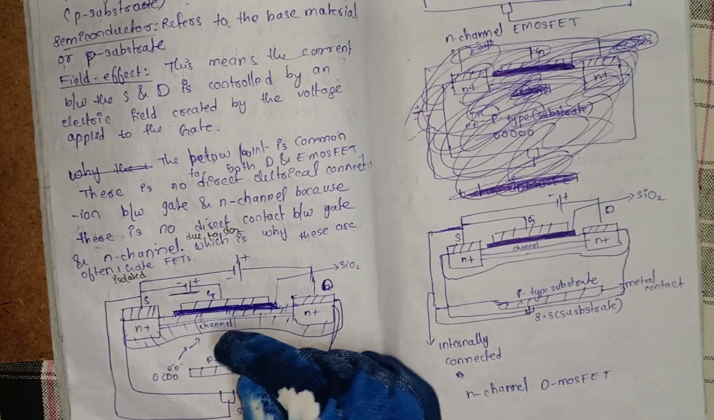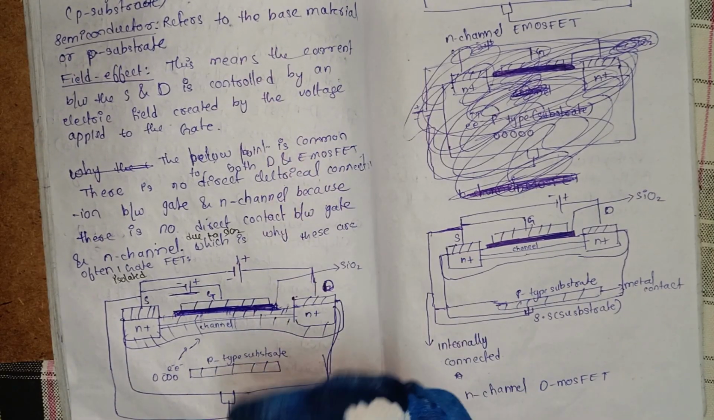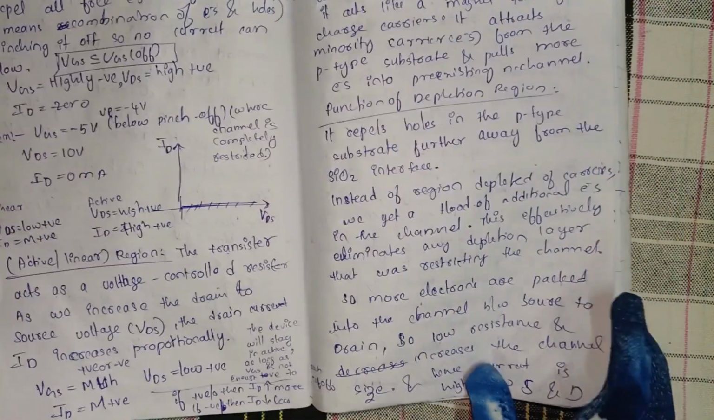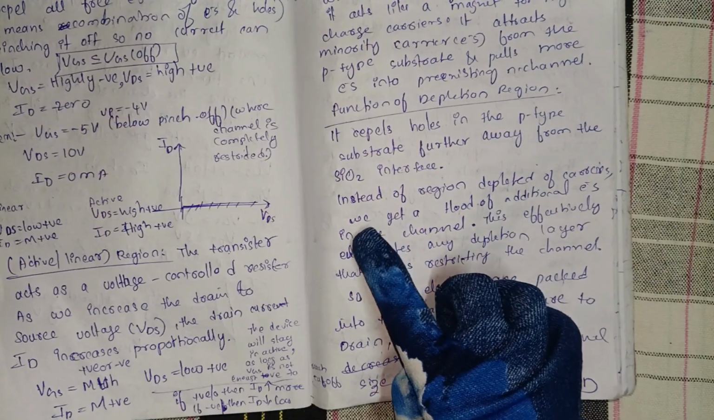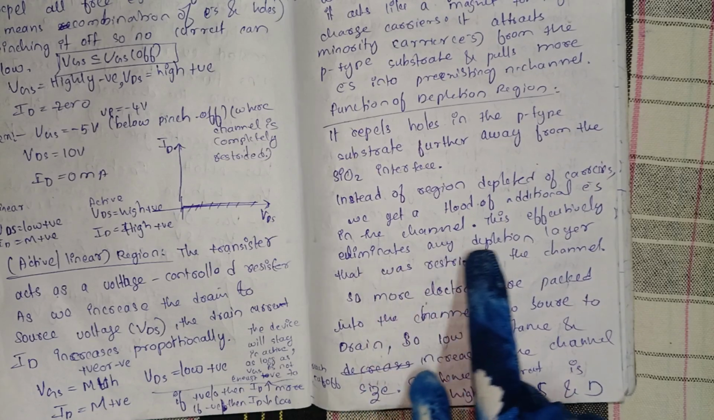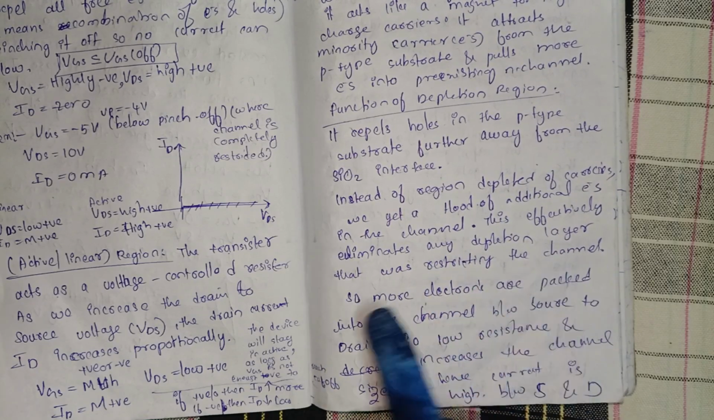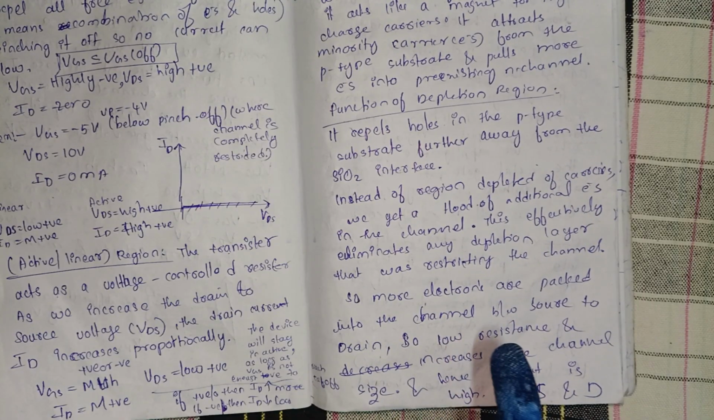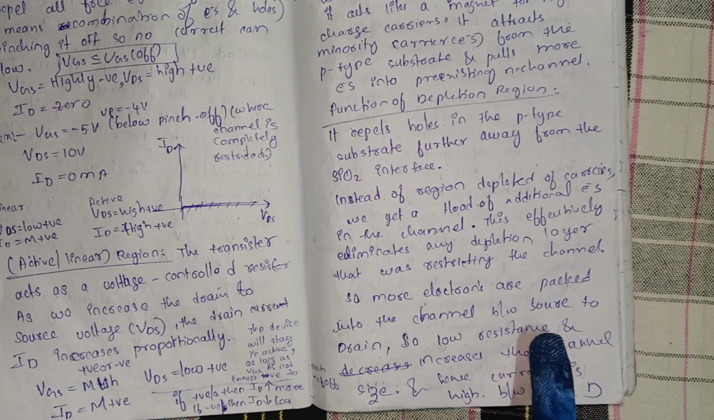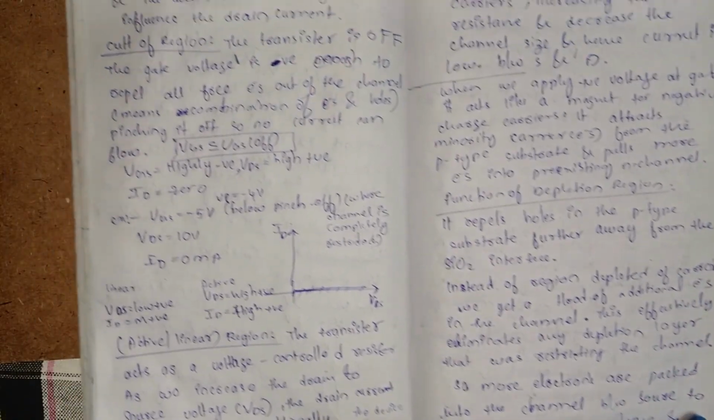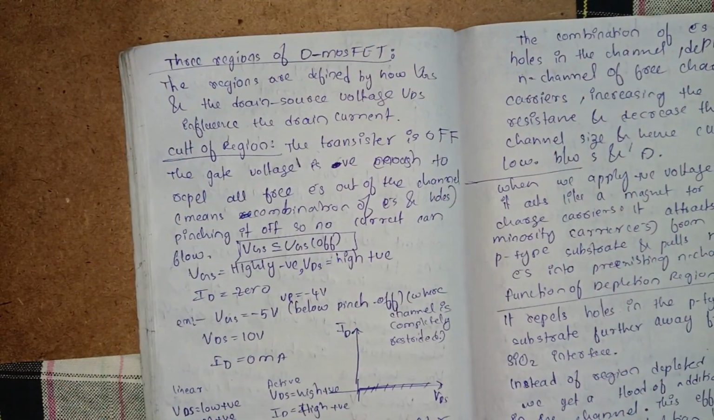Okay, so it repels the holes from the channel, away from the channel, in this direction. Instead of a region depleted of carriers, we get a flood of additional electrons in the channel. This effectively eliminates any depletion layer that was restricting the channel. So more electrons are packed into the channel between source and drain, so a low resistance path is generated and the channel size increases, and hence the current is high between source and drain. Then we will see what are the three regions of the DMOSFET.